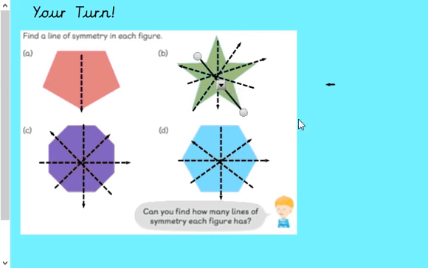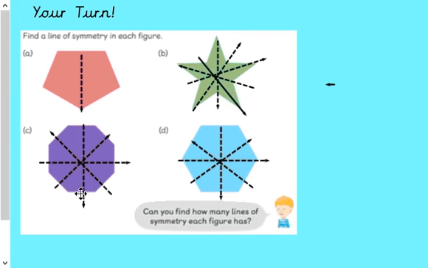Sorry, it's not a dotted line, and it's not as accurate as I would like it, but you can see that every point has a line through it, and that is a line of symmetry. So for each point, there's 1, 2, 3, 4, 5 points. So there will be 5 lines of symmetry in that shape.